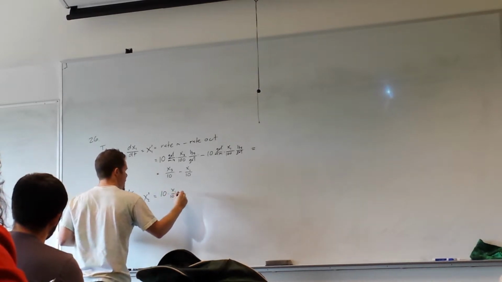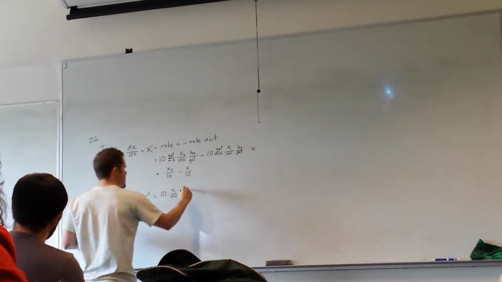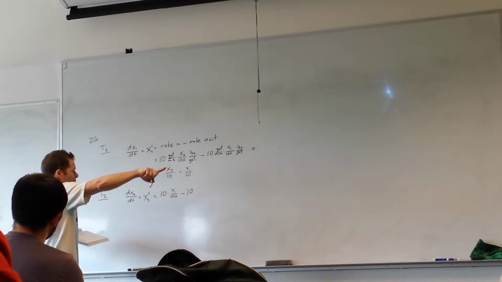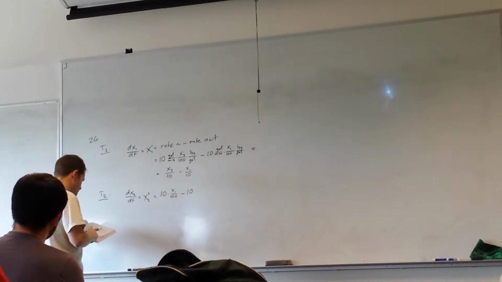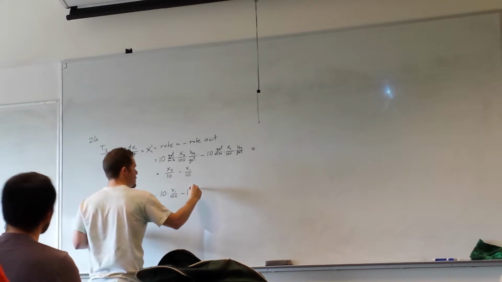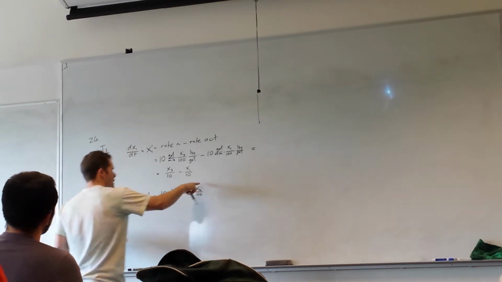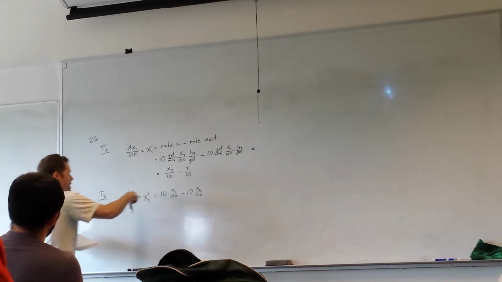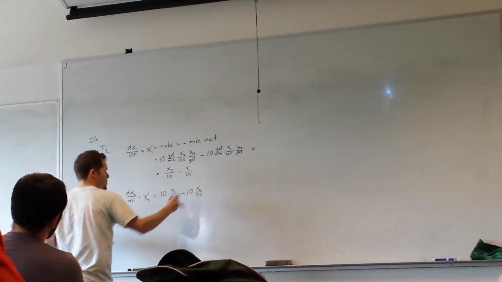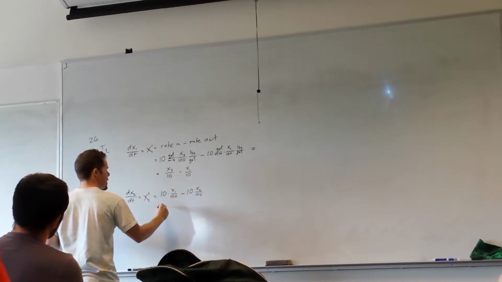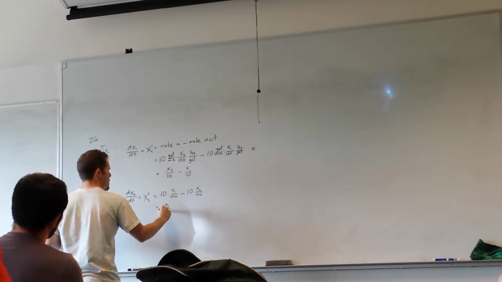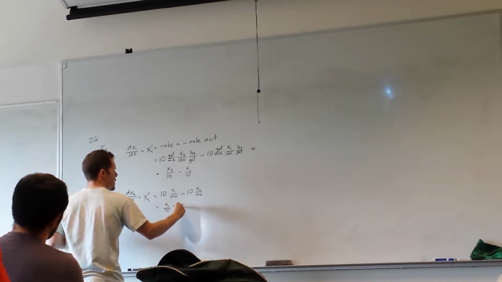All right, rate in minus rate out. This is going to be another 10 because it's flowing out at 10 gallons per minute, but it has a concentration of x2 over 100. That's the concentration, the amount of salt in tank 2, so that's the subscript there. So here we get x1 over 10 minus x2 over 10.